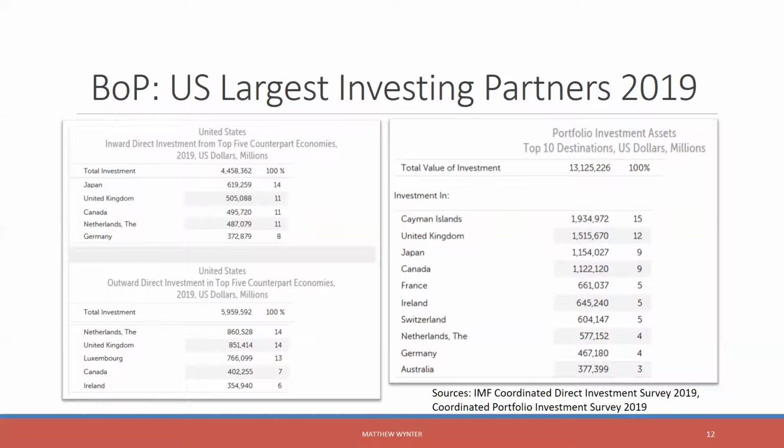Let's look at US portfolio investment. Total investment, we can see, is 13 trillion, that's a large number. And where is that actually going? Where are the assets being invested? This will surprise you. The largest destination for US portfolio investment is the Cayman Islands, 15%. Then it's the United Kingdom, then Japan, Canada, France, and Ireland.